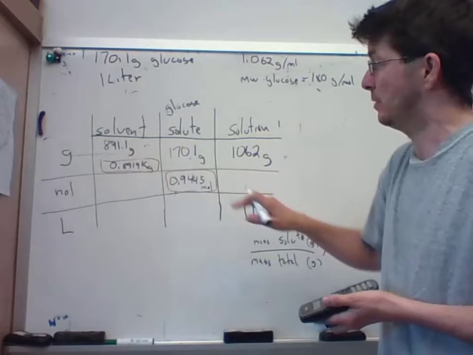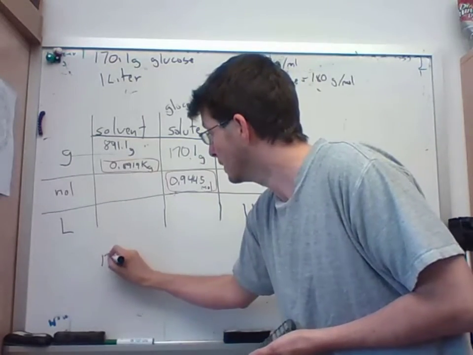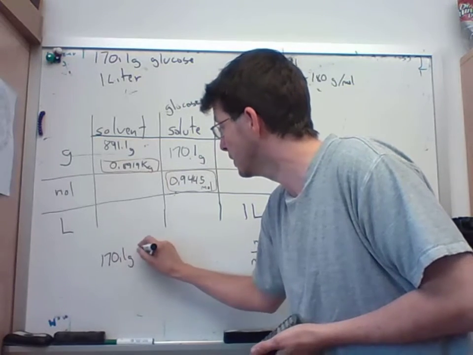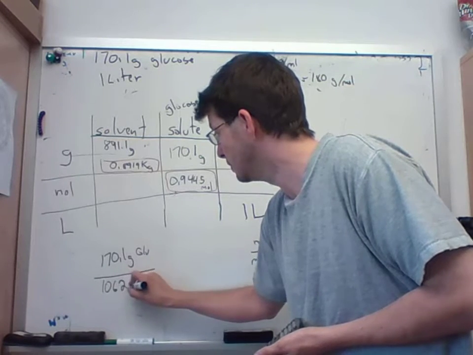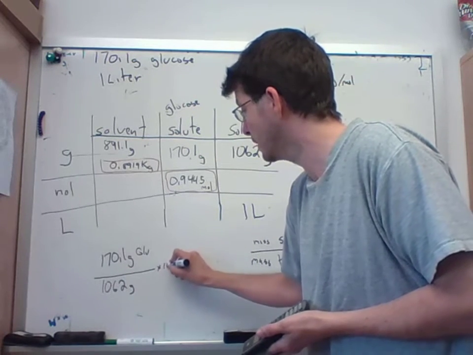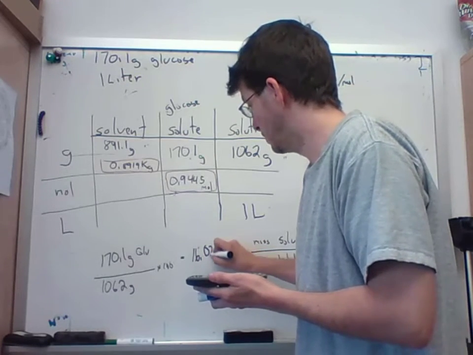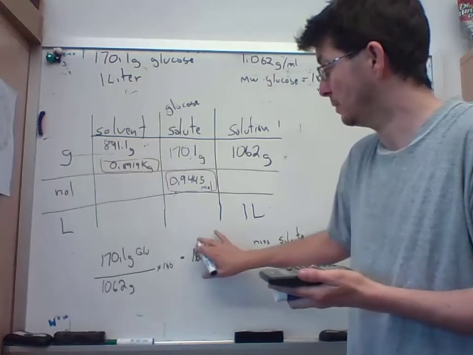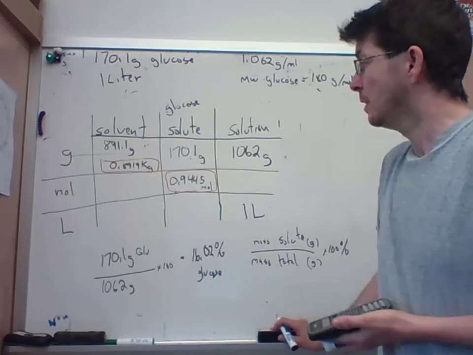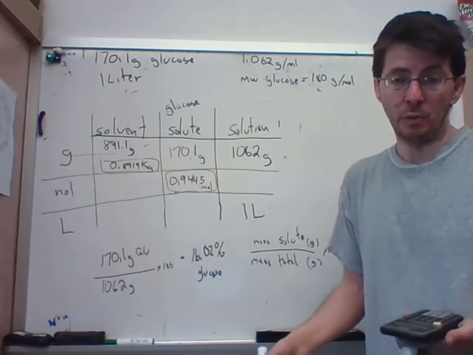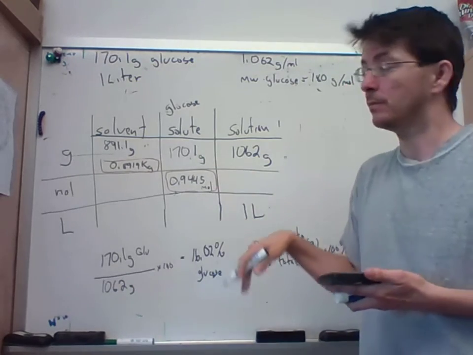In this case, we have 170 grams of glucose and 1,000 grams or so of solution. 170.1 grams of glucose over 1,062 grams of total times 100 equals 16.02% glucose. So once the table's put together, it's relatively quick. Steps that you need to get there are pretty much the same for molality.